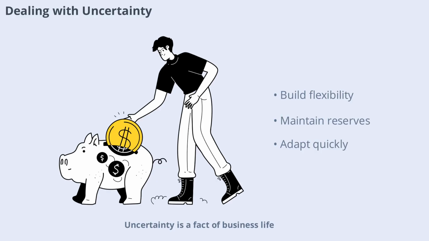Uncertainty is a fact of business life. Unexpected events like economic downturns, supply chain disruptions, or sudden expenses can impact your cash flow. By building flexibility into your forecast and maintaining a cash reserve, you can weather these storms. Scenario planning and regular updates also help you adapt quickly to changing circumstances.